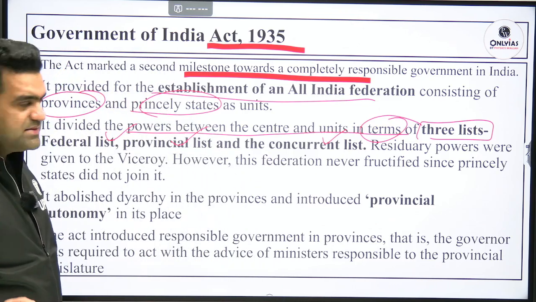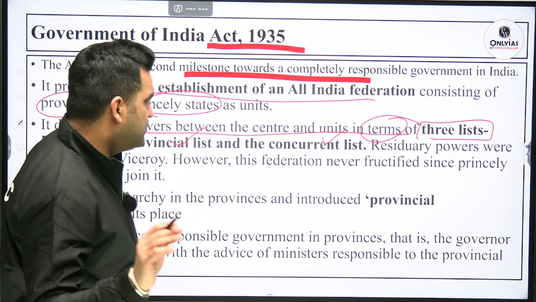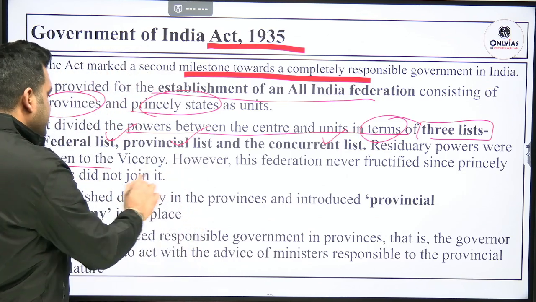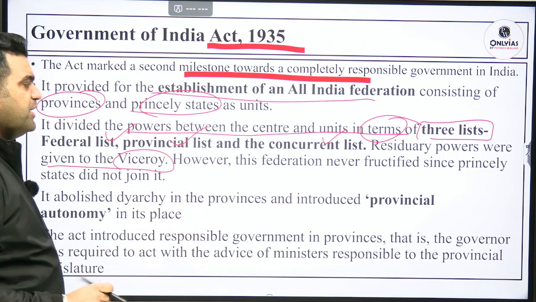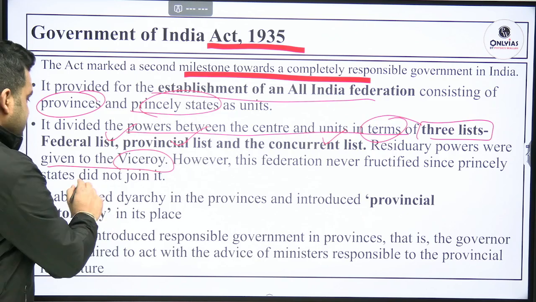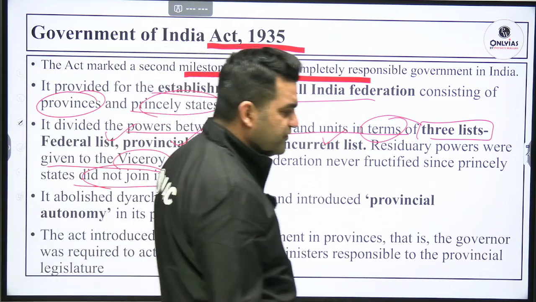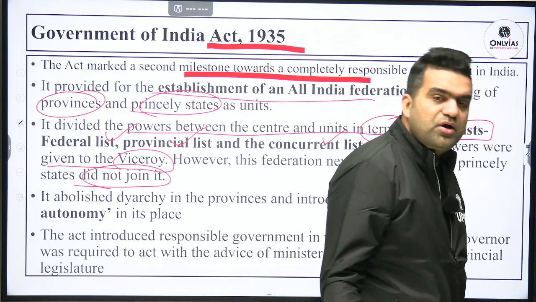Do we see it this day? Yes. Union list, state list, concurrent list. Schedule 7 of the Indian Constitution. Residuary powers were given to the Viceroy. However, this federation never fructified since princely states did not join it. See, a very easy question can be made out of this. Did princely states join it or not?